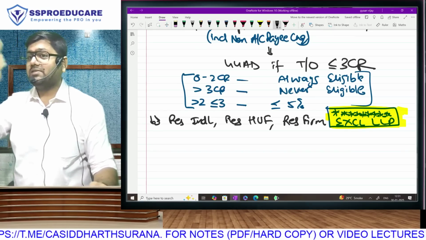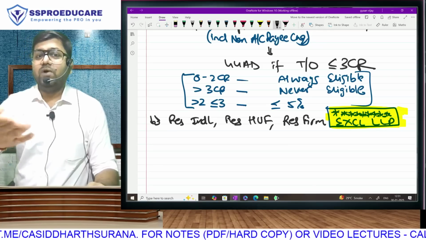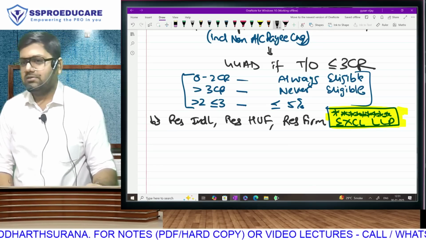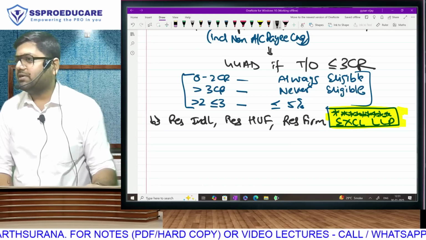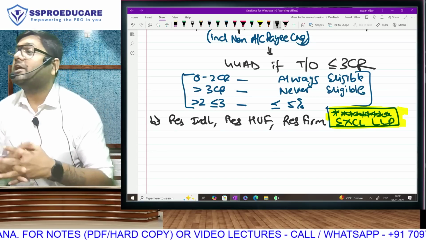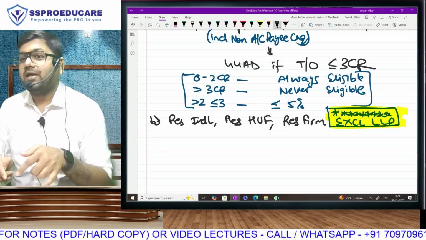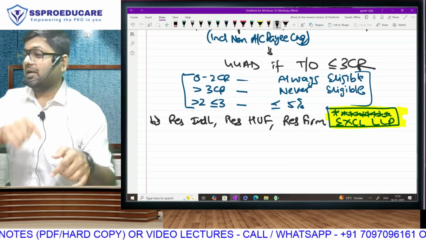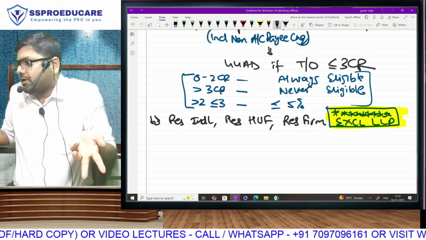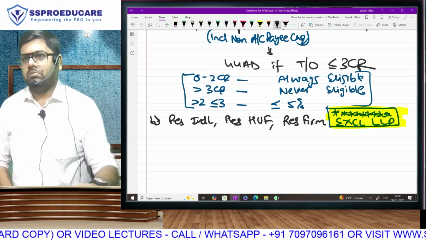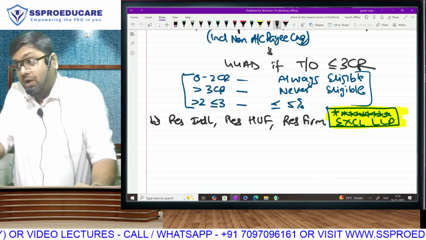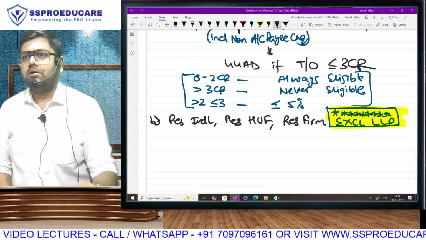Why, sir? LLPs are covered under the LLP Act, where they have to do annual filing of accounts, not just with the income tax but with other government departments. In their law, they don't have immunity from maintenance of books of accounts. Even if income tax grants them immunity, they have to maintain books of accounts as per the LLP Act, or companies as per the Companies Act. Then we disqualify you from presumptive. Presumptive is what? Don't maintain books of accounts. But you have to. So you don't come under presumptive.